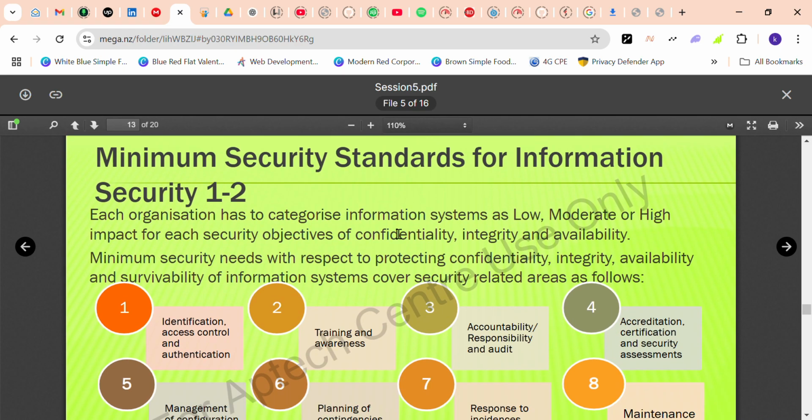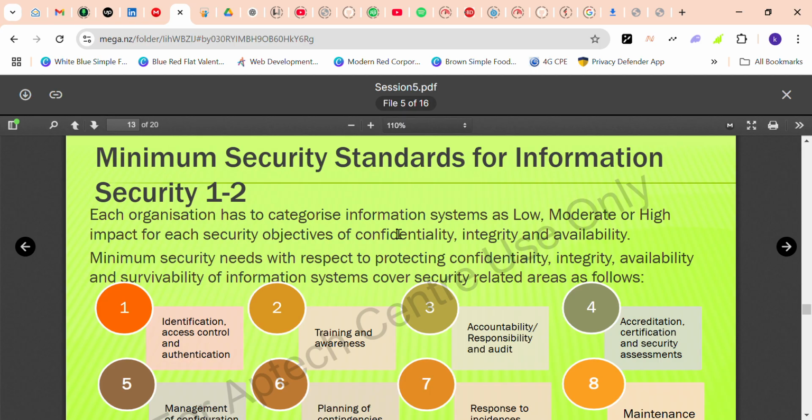Now let's talk about minimum security standard for information security. Each organization has to categorize its information system as low, moderate, or high impact. The impact is based on the damage that would be caused if anything happens to them, which will make it low, moderate, or high.